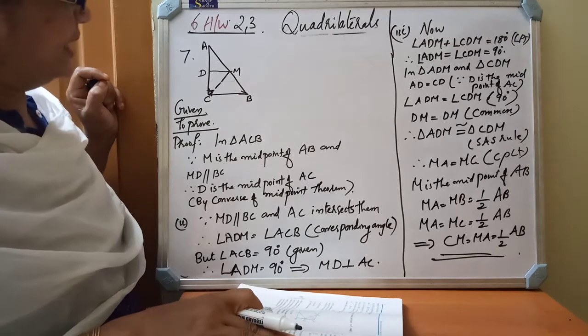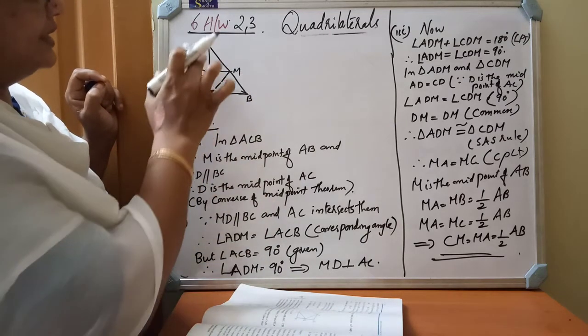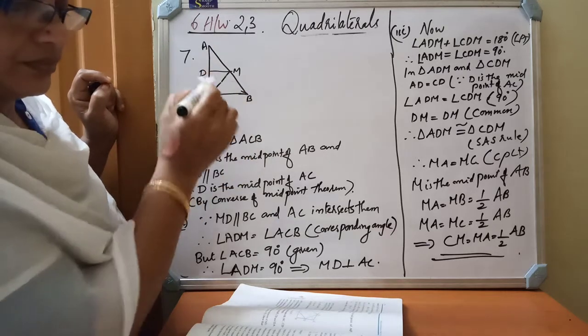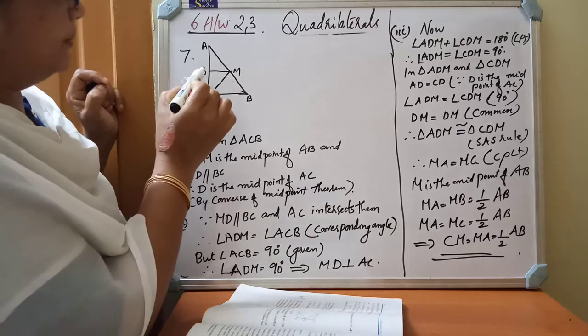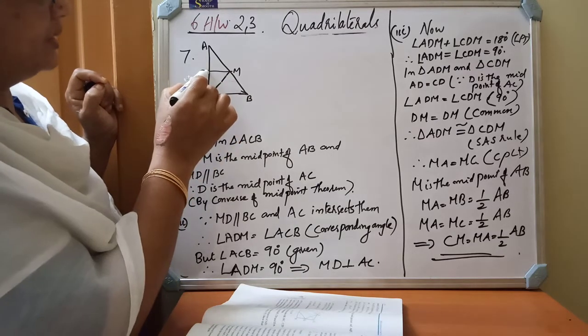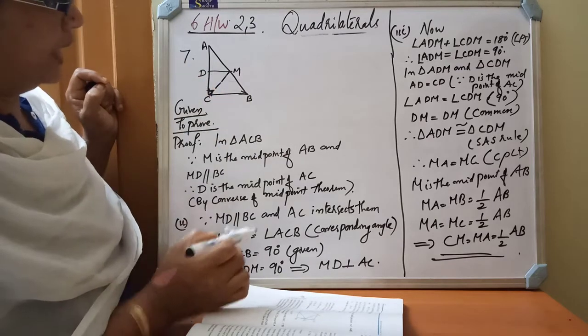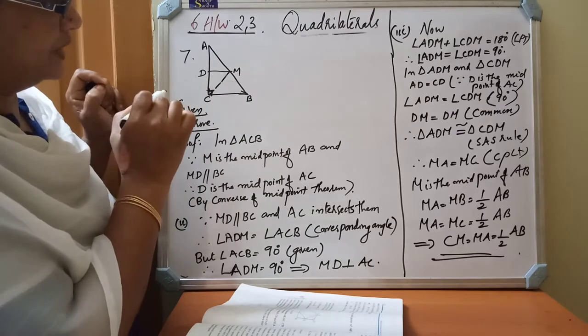BC intersects AC at D. We have to prove that D is the midpoint of AC. ABC is a triangle, and M is the midpoint of AB.